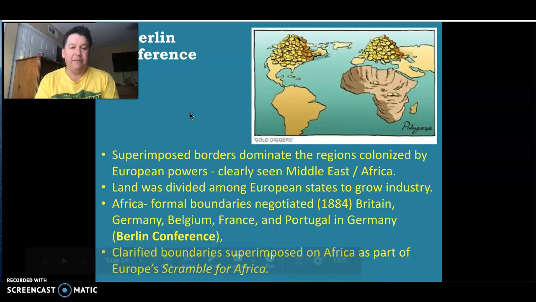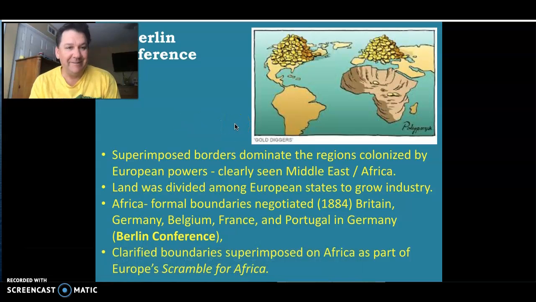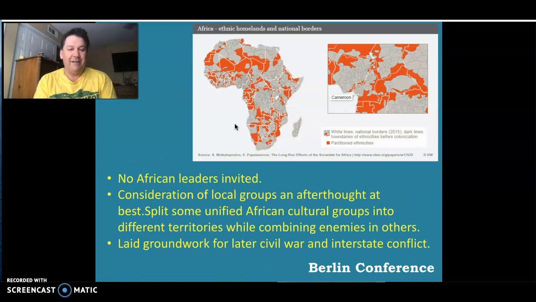But ultimately, these nations would sit down at the Berlin Conference and divide Africa, and guess who was not invited? If you guessed Africa, you were correct. So once again, European powers separating Africa with no consideration, no thought based on any type of cultural groups there. A lot of times you were either splitting cultural groups in half and putting them in different territories.